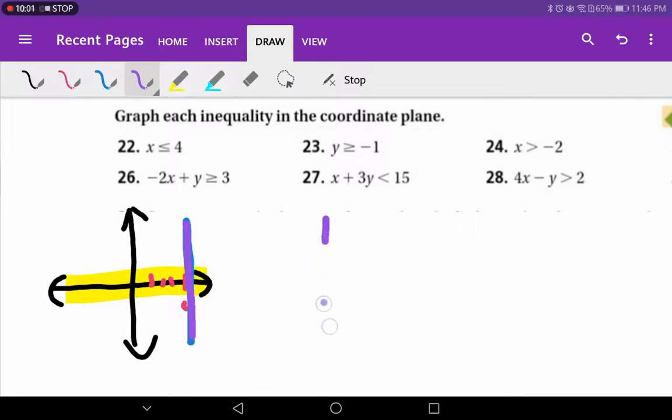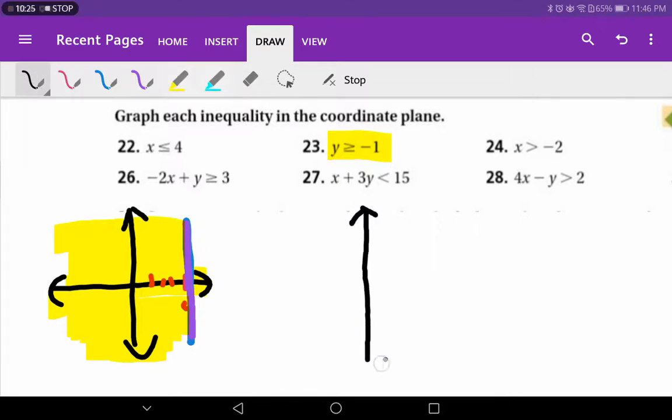Not like this, because there is an equal sign. Okay, now where is the area? X less, so the shaded area will be at the left. We are done.